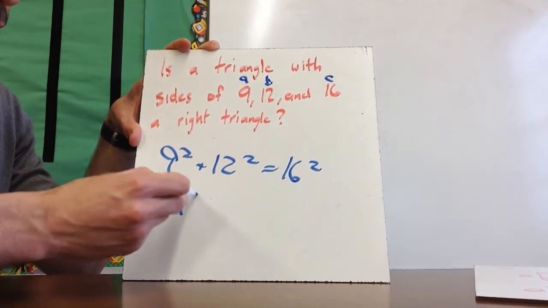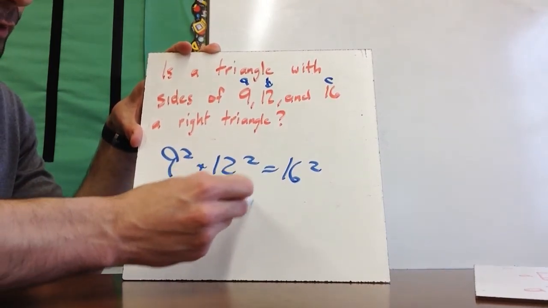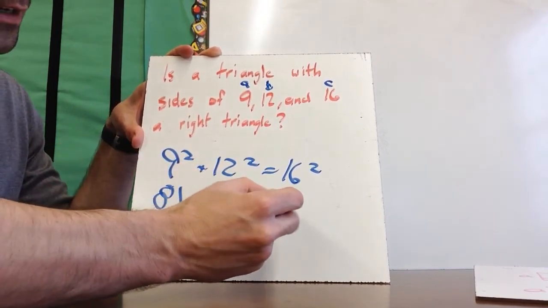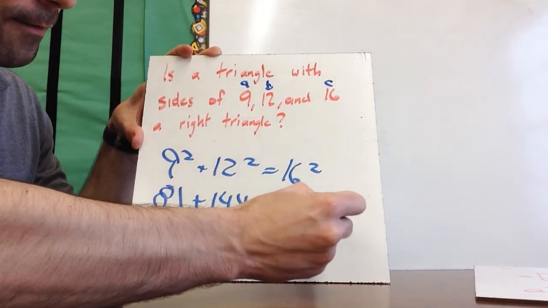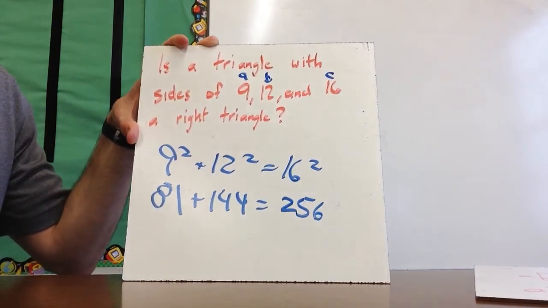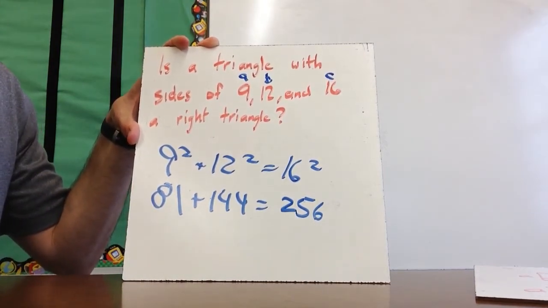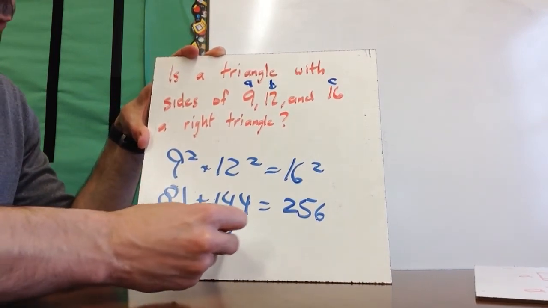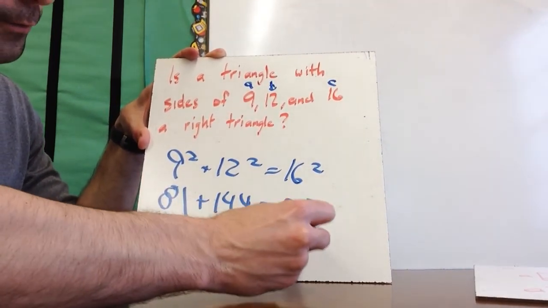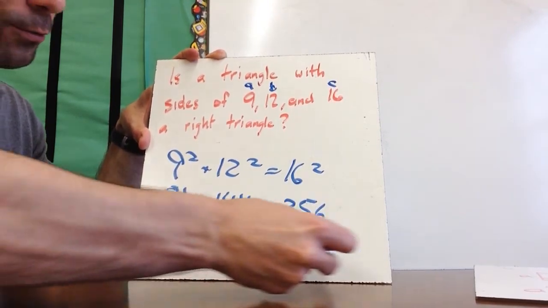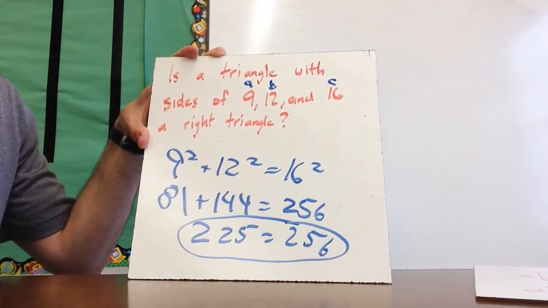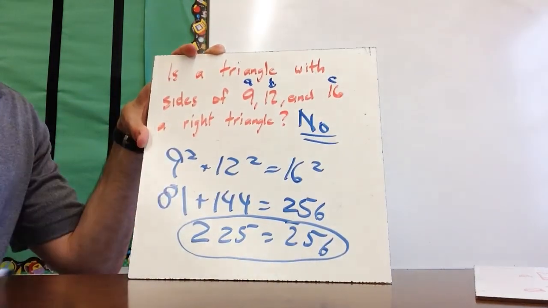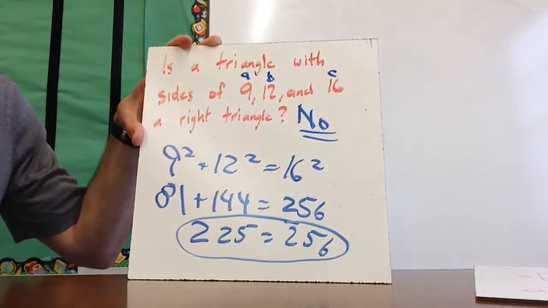I know this is 81 plus 144, and then 16 squared is 256. So the question is, 144 plus 81, which equals 225, does it equal 256? It does not. If this statement were true, then it would be a right triangle. But since that statement is not true, is the triangle a right triangle? No, it is not a right triangle.